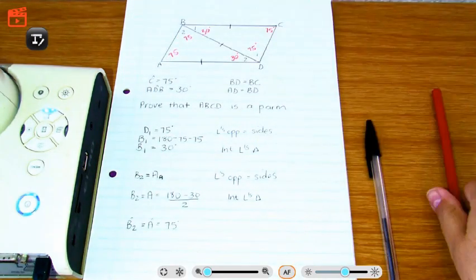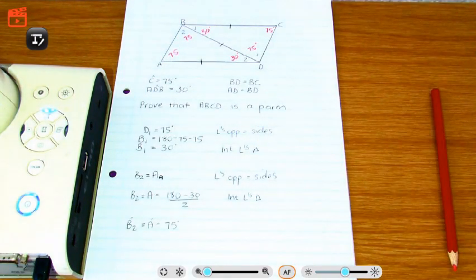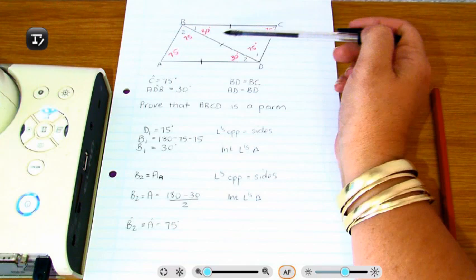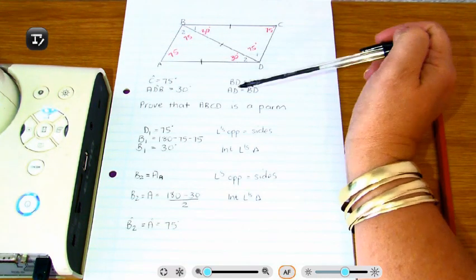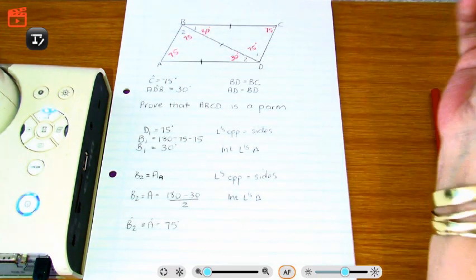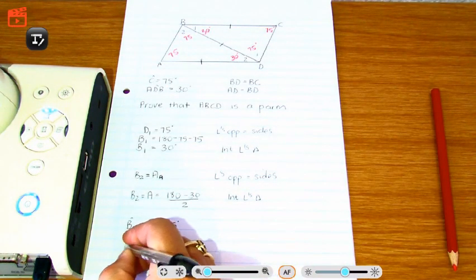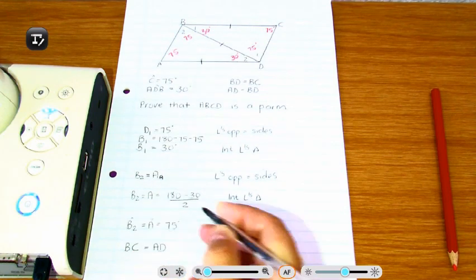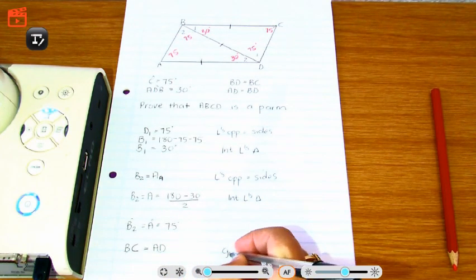Okay, so now actually getting back to proving that ABCD is a parallelogram, we know that we're working with Theorem 3, which says that a quadrilateral is a parallelogram if one pair of opposite sides are both equal and parallel. So you can see that we've already proven that BC is equal to AD. And that was given. They told us those three sides are equal. So the first thing I'm going to do is say BC is equal to AD. And my reason would be given.